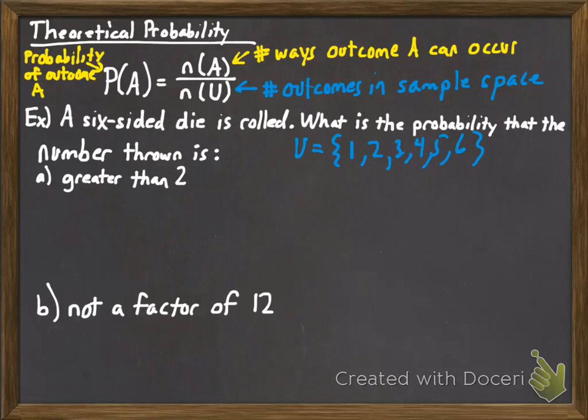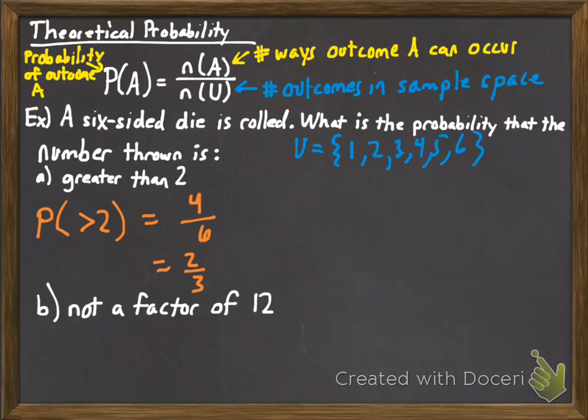And now we've got to figure out what the probability is that the number thrown is greater than 2. Well, that's the outcome that we're looking for. And we need to determine how many ways that outcome can occur. Well, there are 4 numbers in our sample space that are greater than 2. So the probability that when you throw a 6-sided die the outcome is greater than 2 would be equal to 4 out of 6, because 4 of the 6 numbers were greater than 2, and there were 6 numbers in total. And you want to simplify probabilities most of the time, and so that's going to give you 2/3.